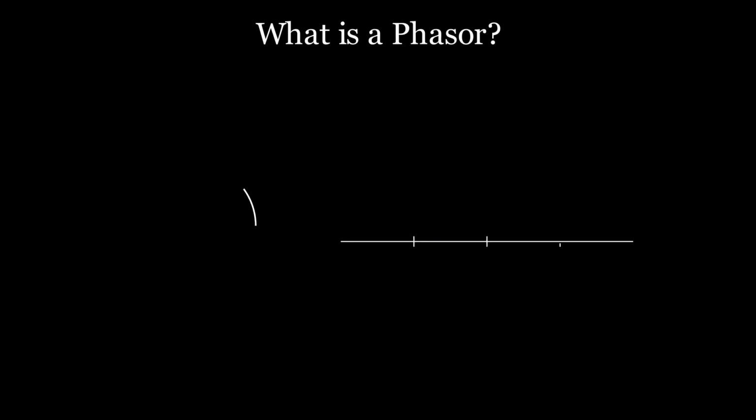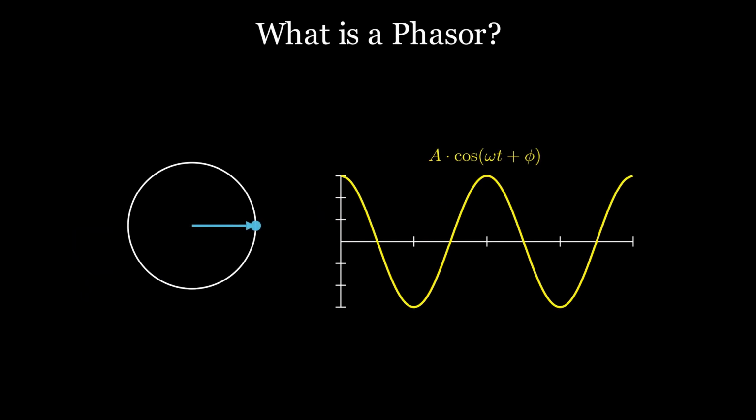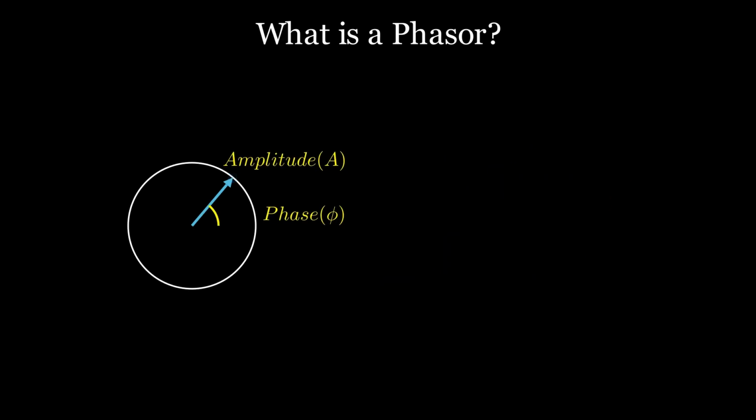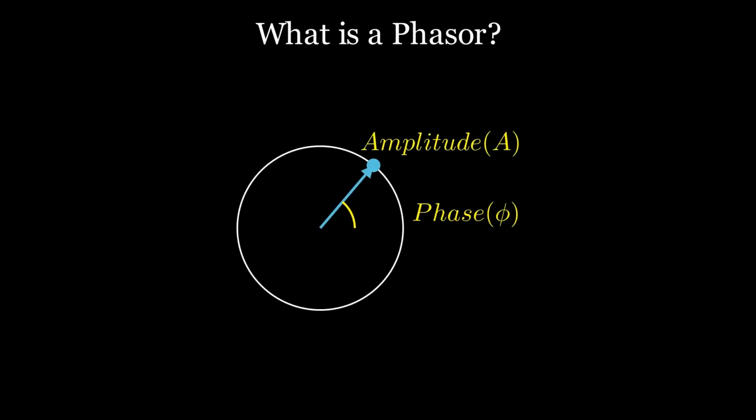Now, to really understand multipath, we need a tool called the phasor, which is basically a better way to visualize signals. Imagine an arrow rotating in a circle. Its vertical projection traces out the sine wave. The length of the arrow is the amplitude. The angle is the phase. So a phasor captures both amplitude and phase in one simple picture. This will be very useful.